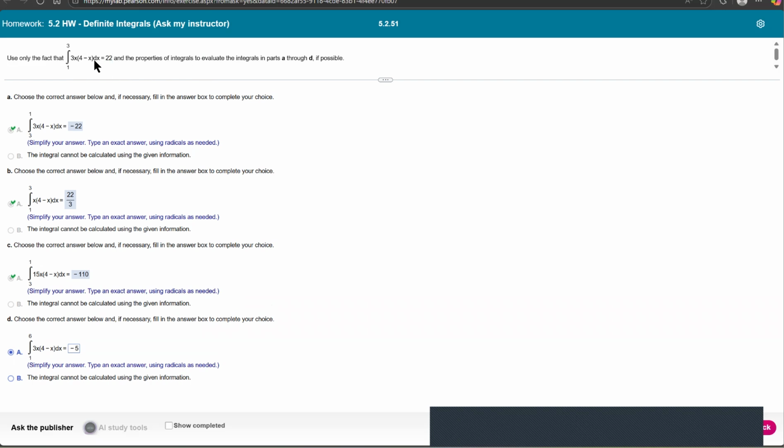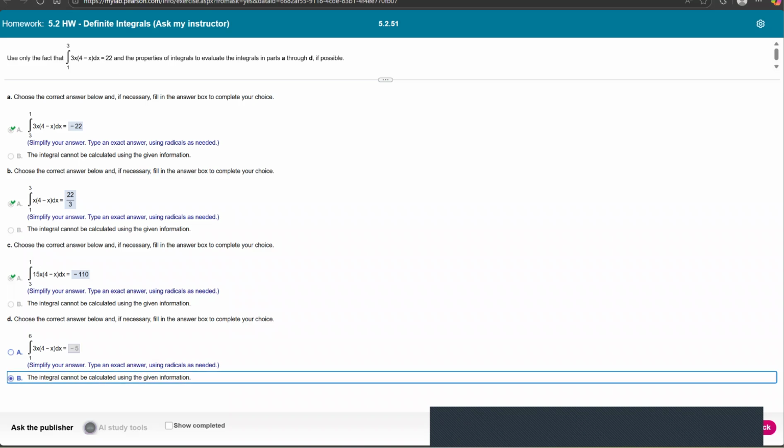I wish instead of giving a specific function there, they would have just said the integral from 1 to 3 of f of x dx is equal to 22. What would the integral from 1 to 6 of f of x dx equal? And in that case, you would not be able to know that the answer is negative 5. But what they're wanting you to answer here is that the integral cannot be calculated using the given information. It can be calculated, and the answer is negative 5. So I understand why that was the answer here, but that's not what MyLab is wanting here.